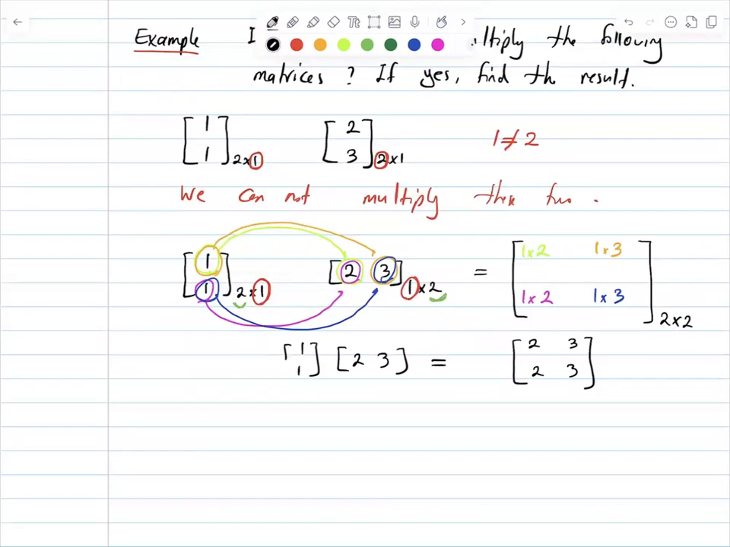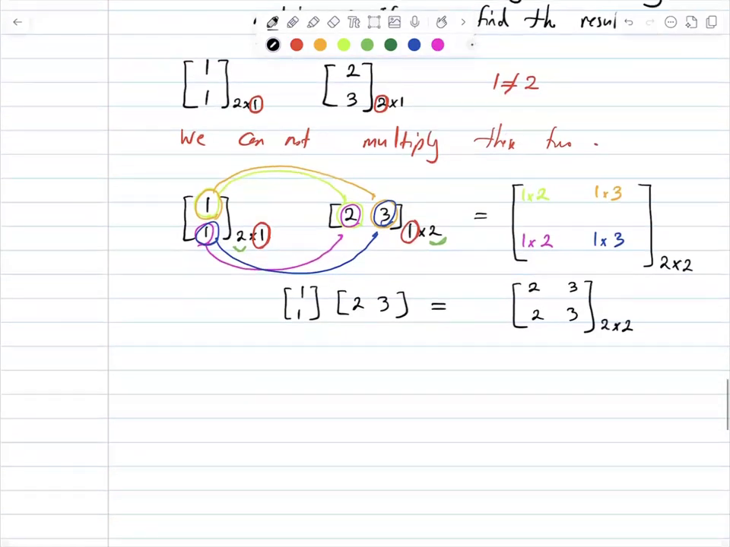That's interesting. So now the question is, what if I switch the order? What if I multiply these two matrices? I'm giving you a variety of different examples so you feel comfortable about the multiplication. What if I multiply the row matrix by the column matrix, 1 and 1? What happens here?